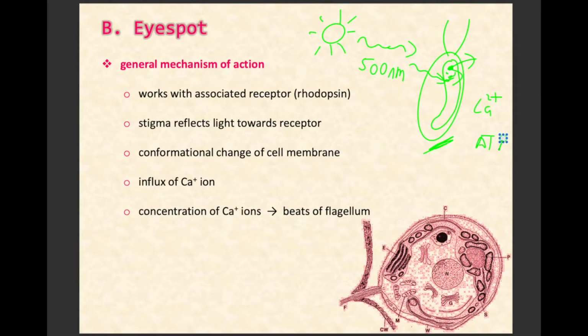After the release of ATP, your dynein arm near your flagella will be the one responsible for the generation of your movement. ATP, dynein, movement.